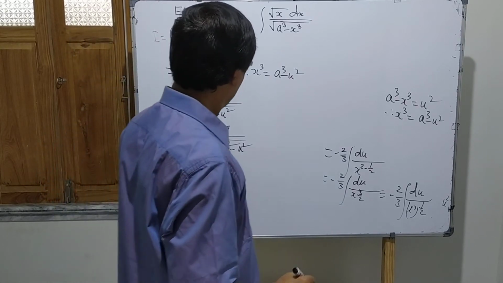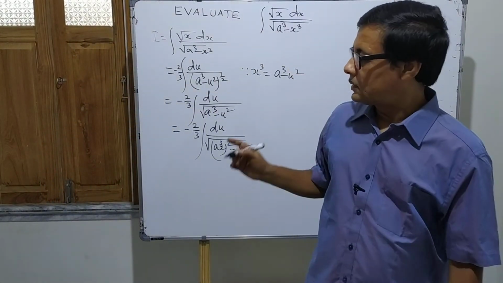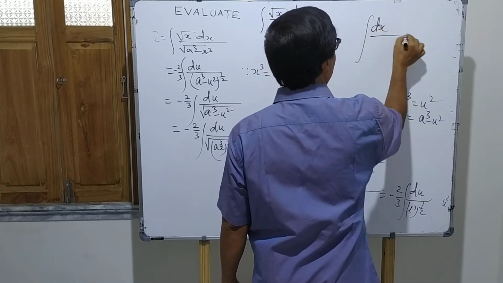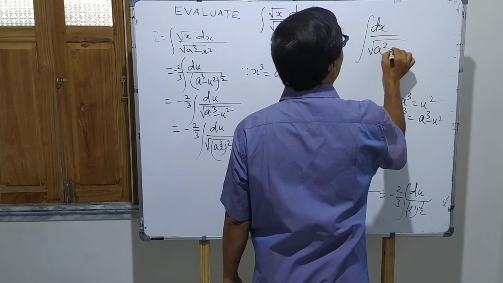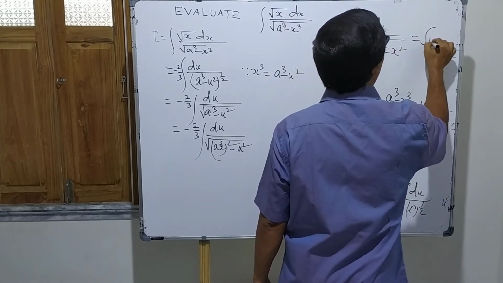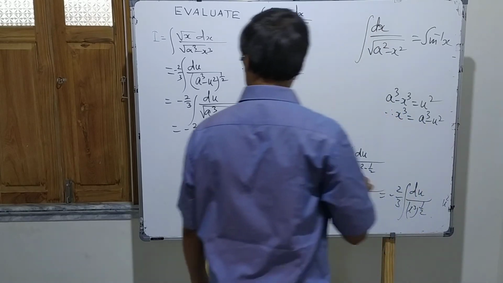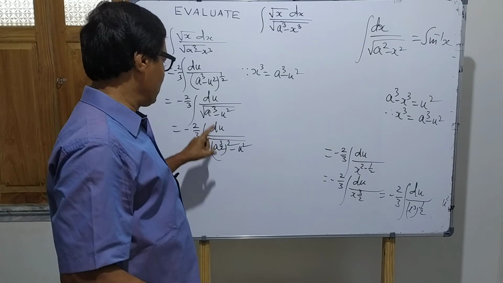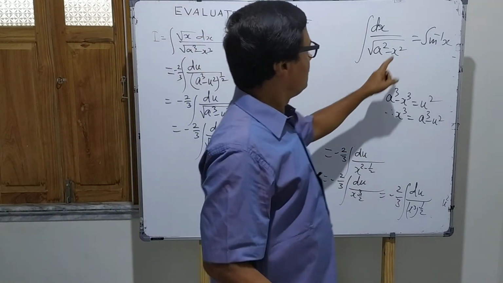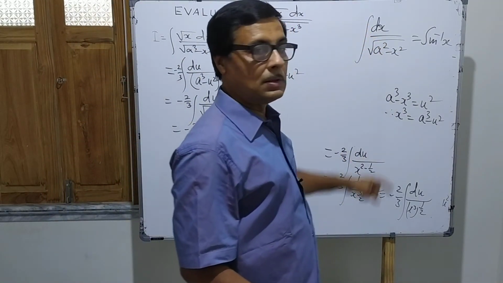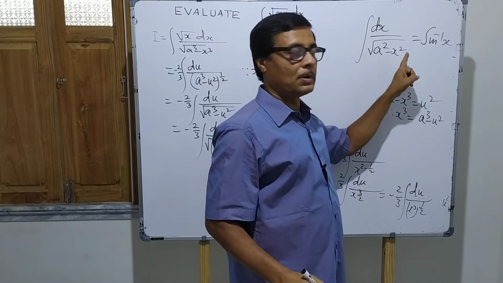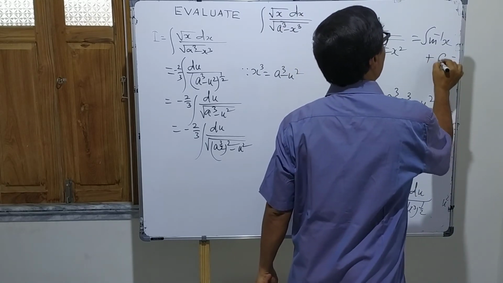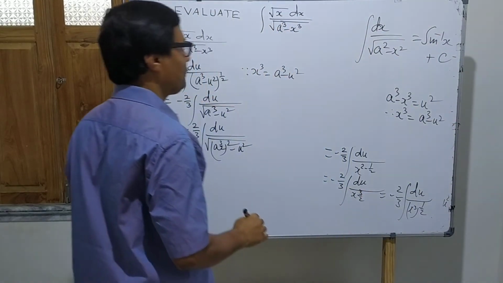Now we can use a formula. This formula is the integration of dx over root of a square minus x square equal to sine inverse of x over a plus c. We can use this formula to evaluate this integral. This is well known to us.